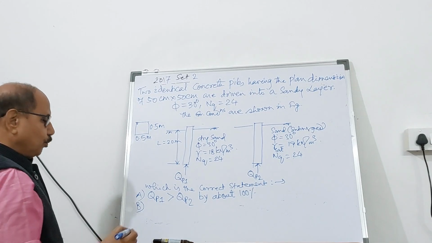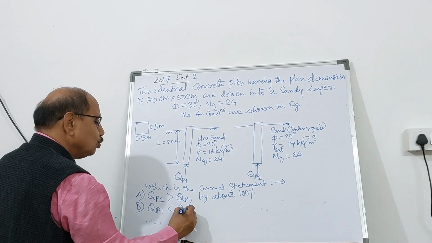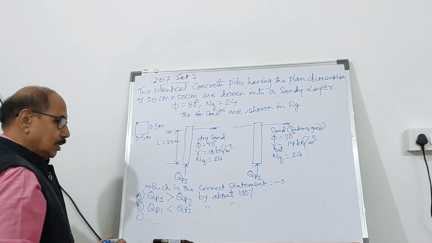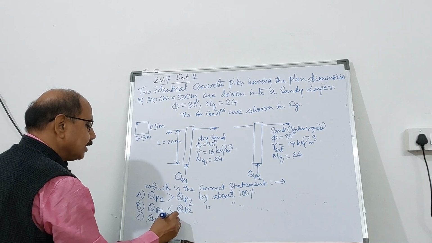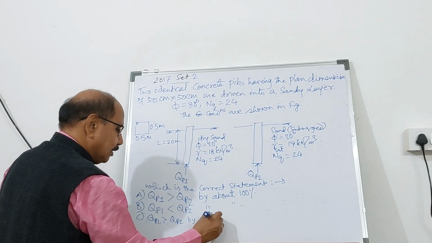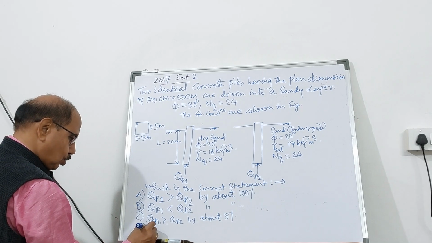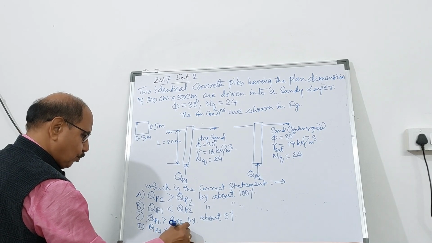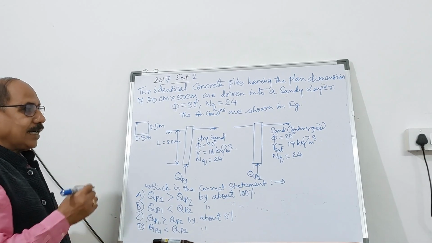Then B is QP1 is less than QP2 by about 100%. And the C is QP1 is greater than QP2 by about 5%. And the D is QP1 is less than QP2 by about 5%. These are the four statements. Which is the correct one?